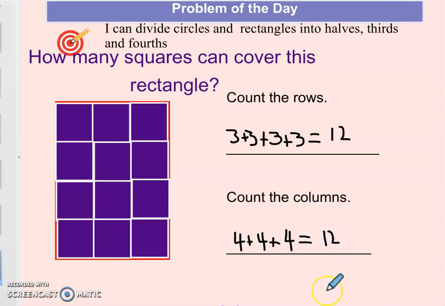So if we notice, the same amount that we have in the rows is the same amount in the columns. So there are 12 in all, both rows and columns. Let's move on now to the lesson.